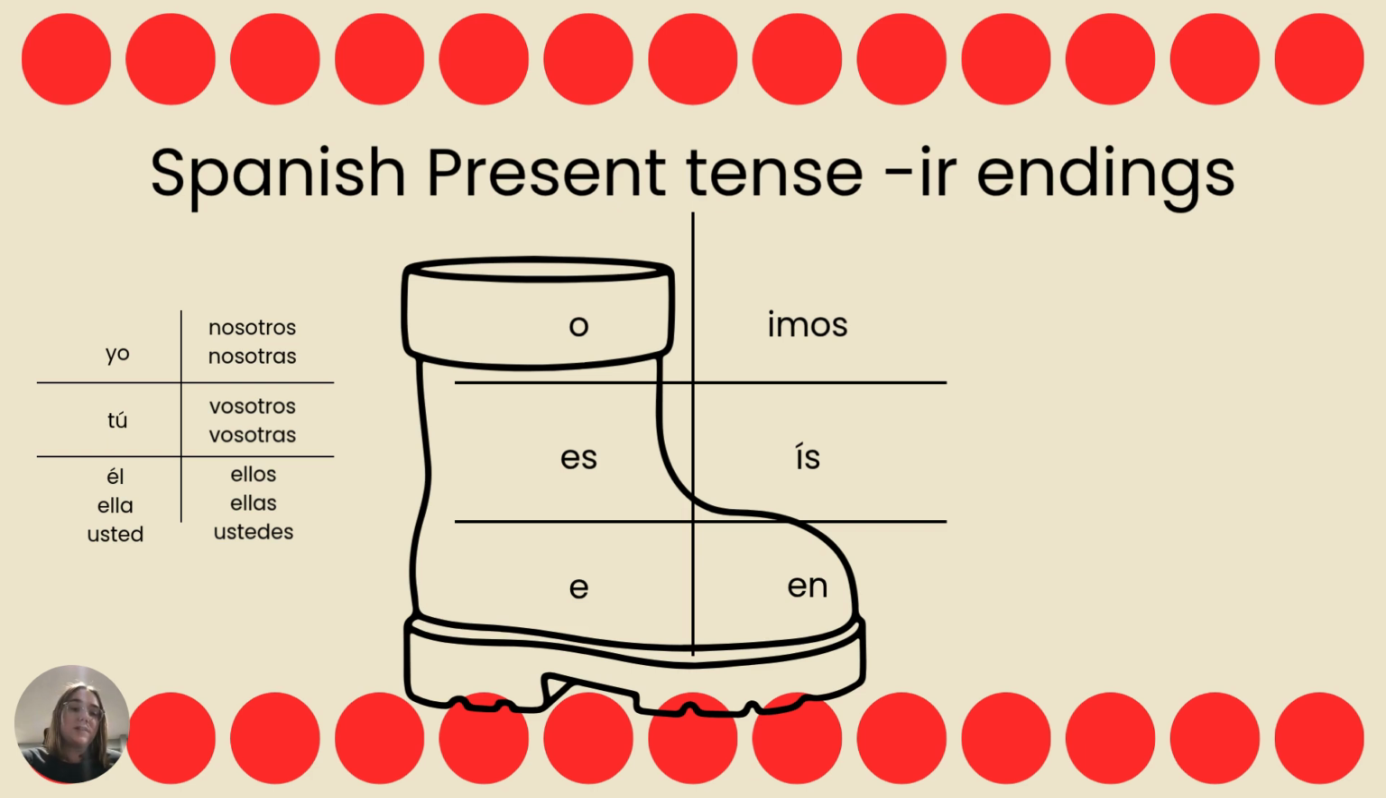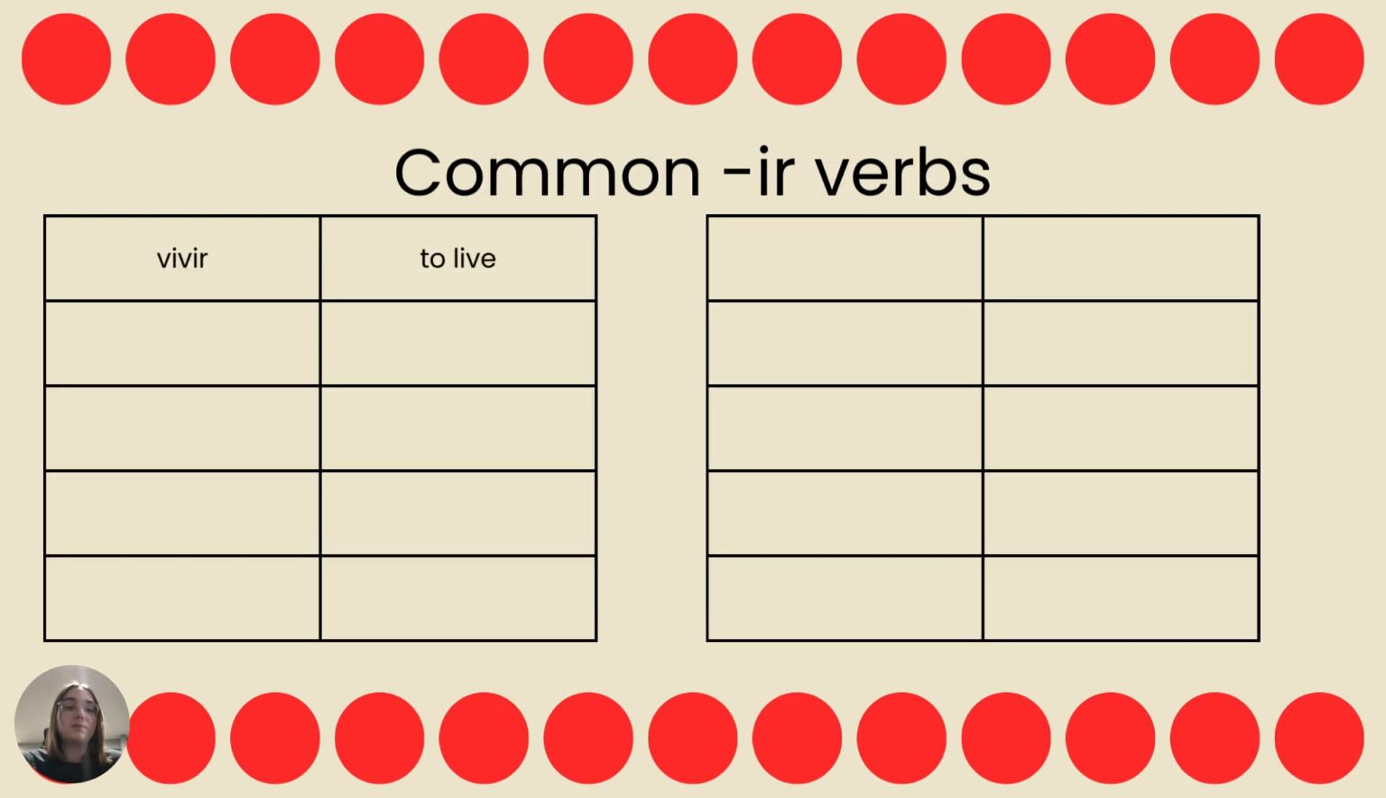So you can visually see these stay the same as ER, and for IR, they are different. So let's talk about some common IR verbs. Beber. As you can hear, the V sound makes a B sound. I've talked about that before in videos, and they are the same sound.